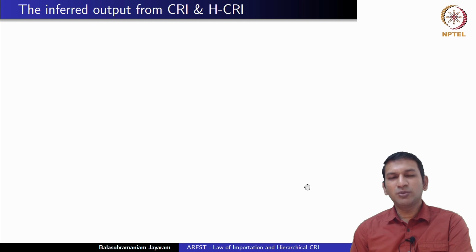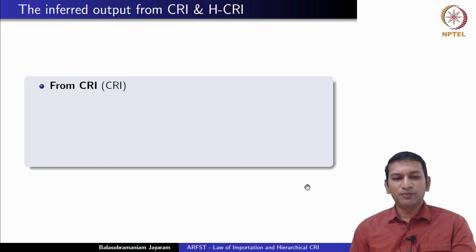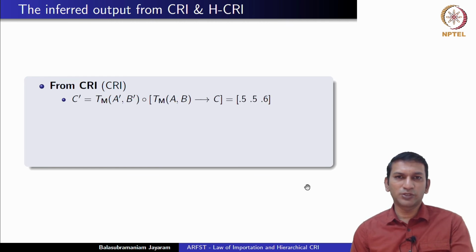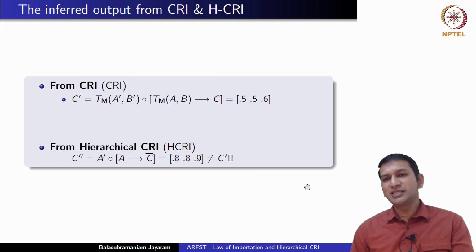But what about the inferred outputs from the original CRI and this hierarchical CRI? Even when we have the same A's, B's and C's and the same operations, we have noticed that from CRI, the output we got was 0.5, 0.5, 0.6, whereas from the hierarchical CRI it was 0.8, 0.8, 0.9, which is not equal to the original inference. Well, is it a problem?